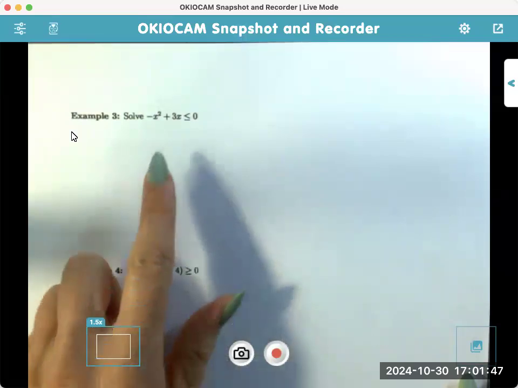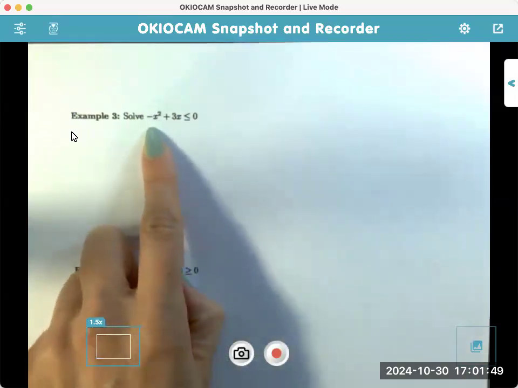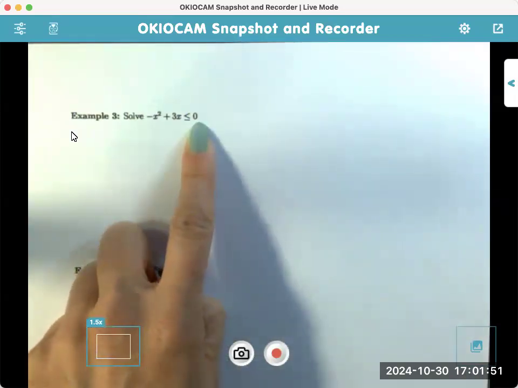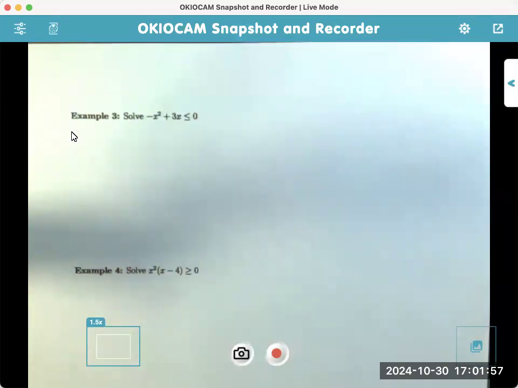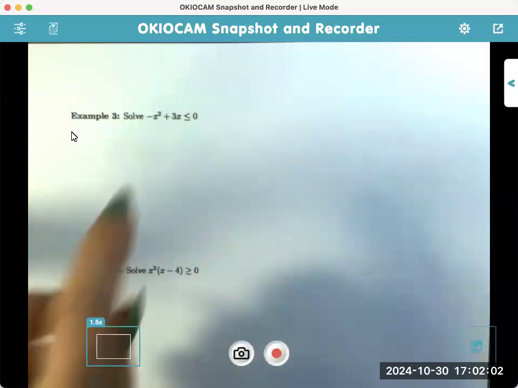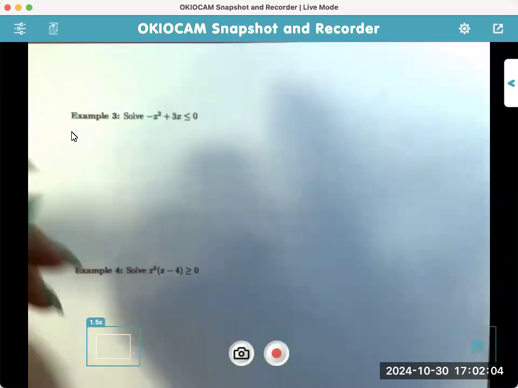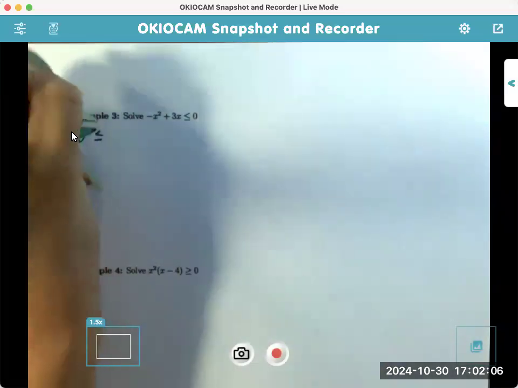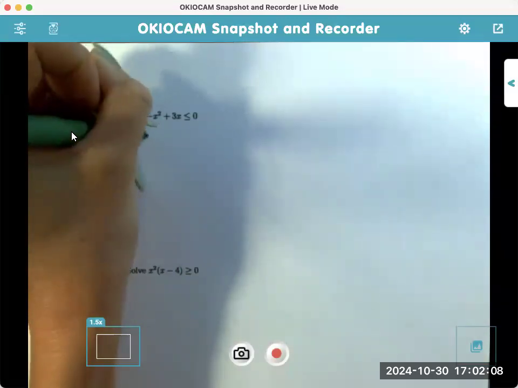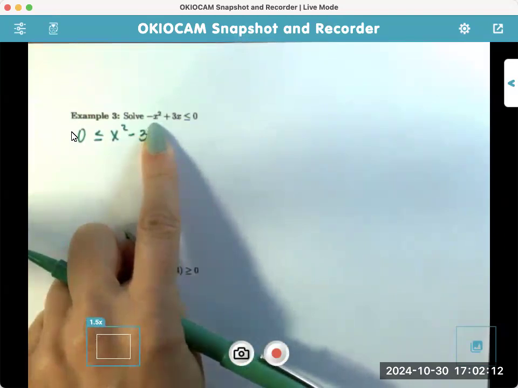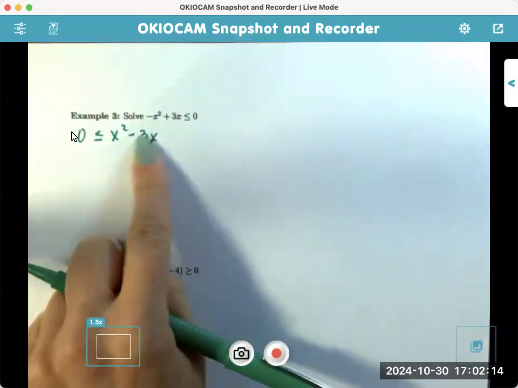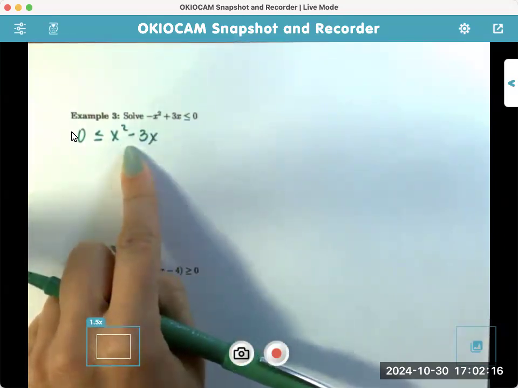Now we want to look at this. So I'm set to 0. However, I hate my leading term to be negative. I don't like it. It drives me nuts. So I am just going to move everything over to the right. So 0 is less than or equal to x squared minus 3x. Okay, that's just a me thing. I don't like my leading term to be negative. This causes issues for my brain later down the road.